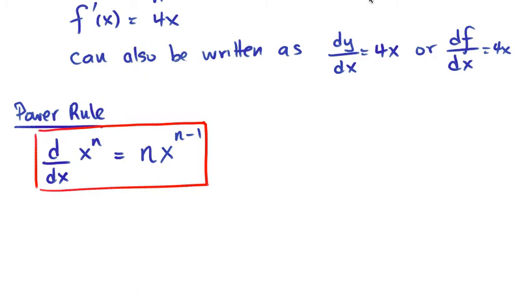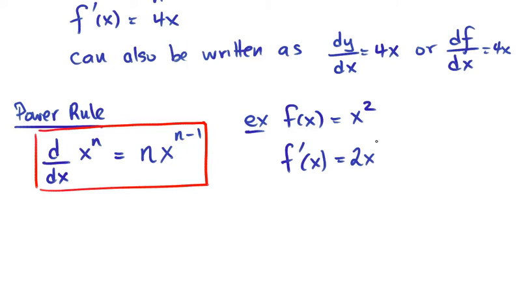Let's take a look and see how that works. If you have f of x is equal to x squared, with this power rule, I no longer need to use the definition of a derivative. I can simply apply the rule, the power comes down in front, and the 2 drops down a power to the power of 1, which I don't need to write, so the derivative is 2x. That means the slope at any point of our graph is 2 times the x value. That's a lot faster than what we were doing in the past.